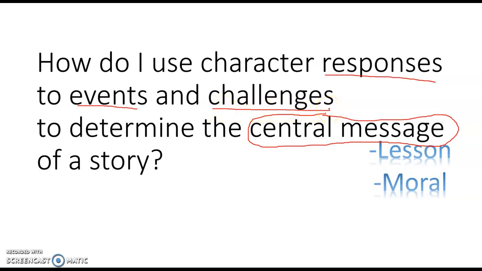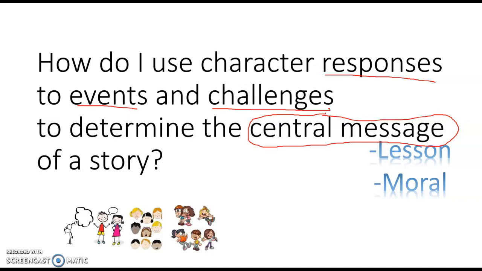Last week I helped you a lot with central message. This week you're going to be figuring out the central message of a few stories on your own. So today I'm going to read a story with you, and then you're going to be looking at the characters' thoughts, words, feelings, and actions to figure out the central message by yourself.